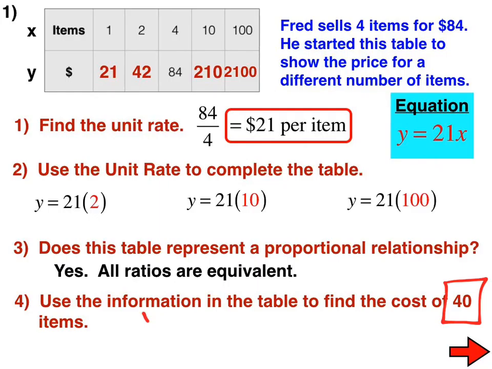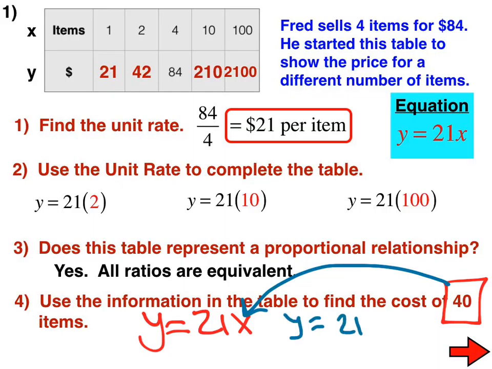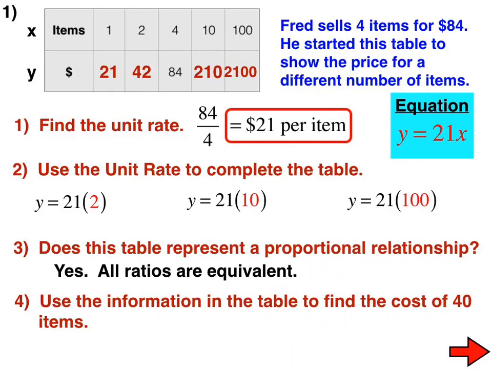That's x. So if I use my equation, which is y equals 21x, I'm going to plug this 40 into x. Y equals 21 times 40. How much would that cost, Adrian? $840. Good.